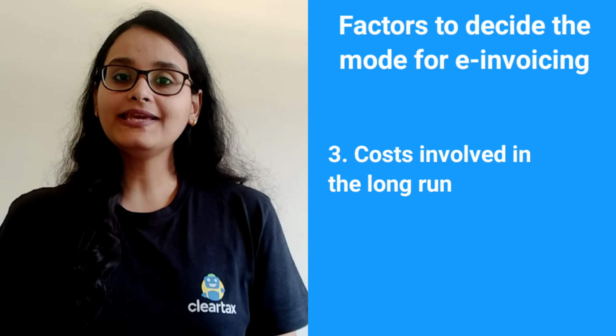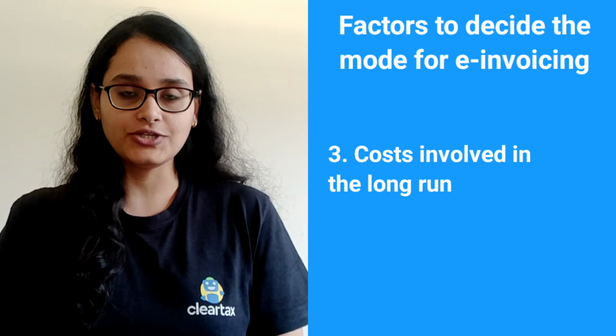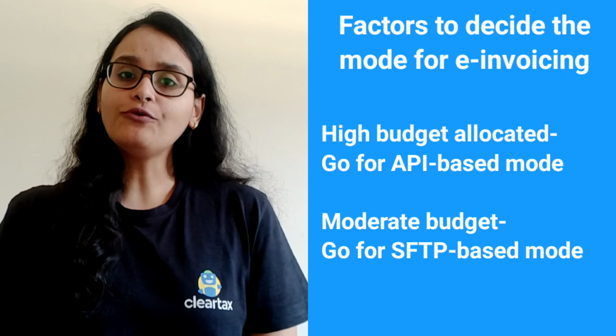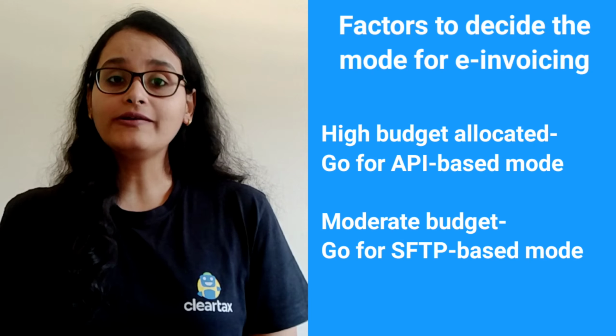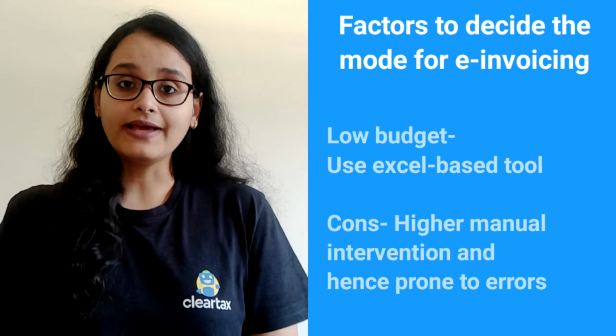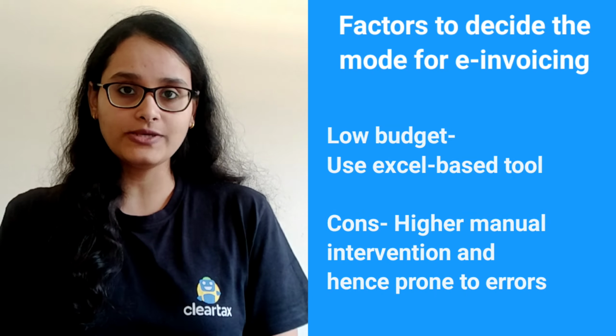Next up, how much money can be afforded to set up an ideal or a suitable e-invoicing system in your organization in the long run? So, if high budget can be allocated, then go for an API-based mode. But if a moderate level of budget is allocated, then go for an SFTP-based mode. Otherwise, if low budget can be allocated, then go for an Excel-based tool available on the e-invoice portal.